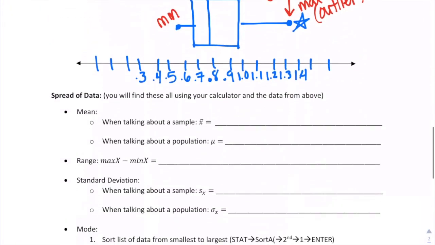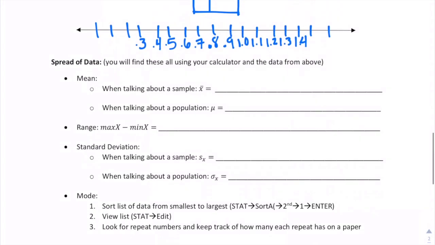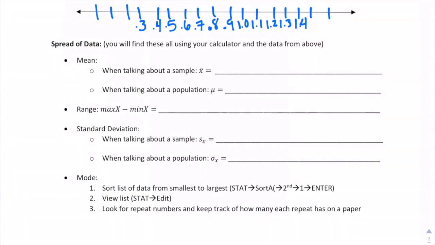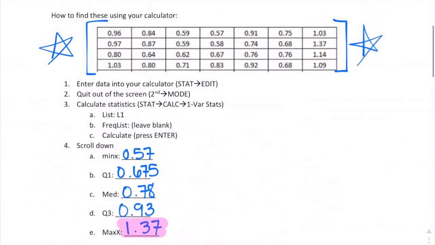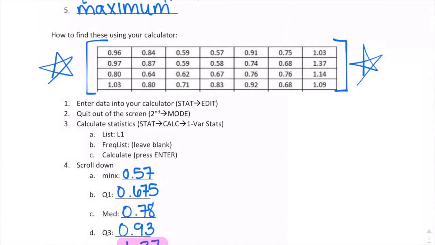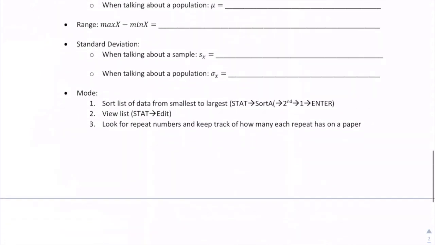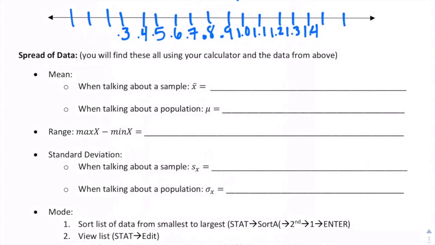Okay, so now we're going to look at spread of data, and you're going to find these using your calculator and using the same data we just used. So you go back into this right here where we did the 1 var stat, we need that again. And we're going to find our mean.